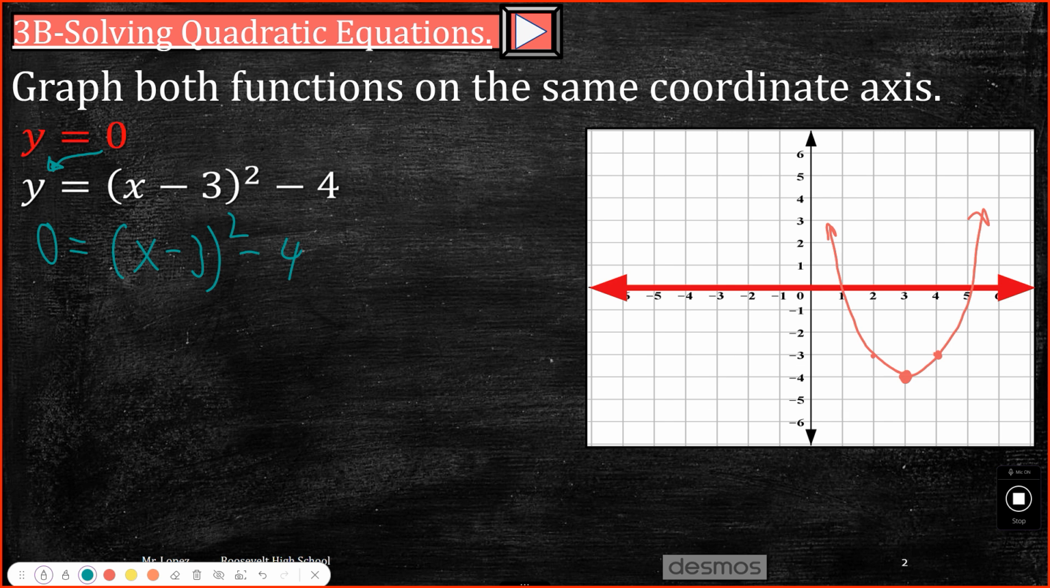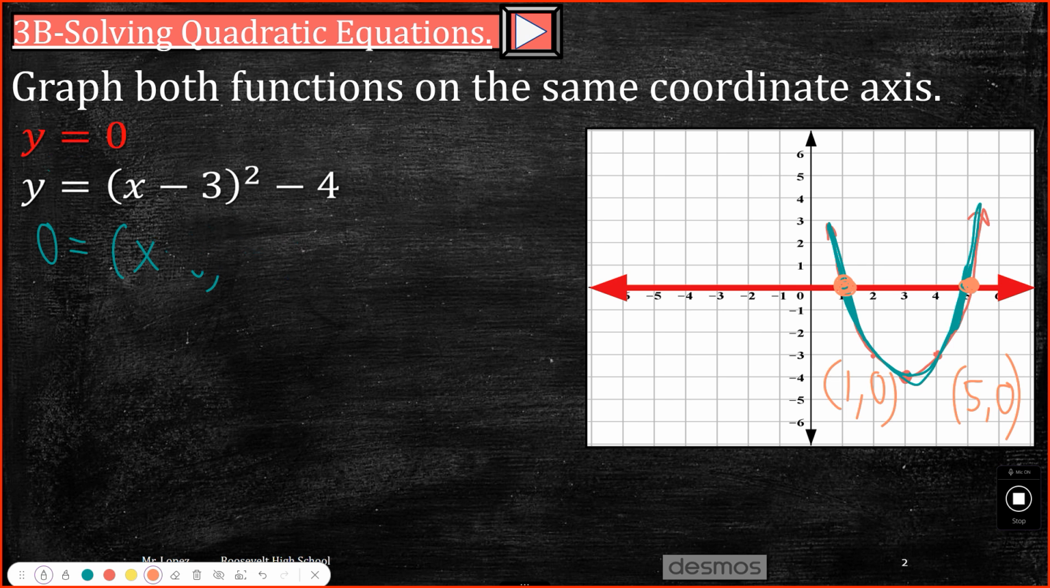You can graphically see it right here. I'm going to change the color. Where does this parabola cross the x-axis, the red line? Where do they cross each other? They cross each other right here and right here. These are solutions. Because then x is 1, and y is 0. And this one, x is 5, and the y value is 0.